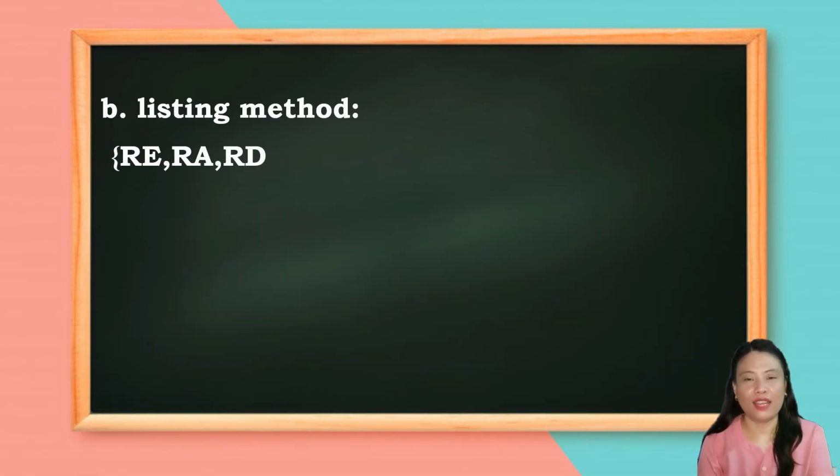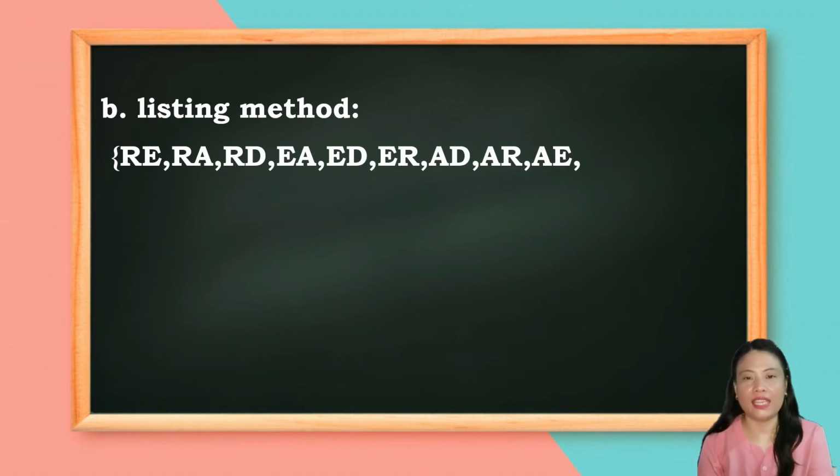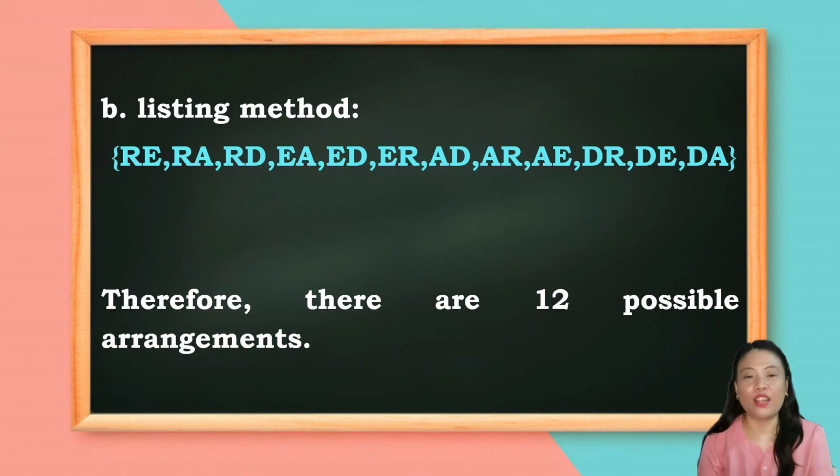Comparing with the listing method, listing all the possible arrangements, we will have RE, RA, RD, EA, ED, ER, AD, AR, AE, DR, DE, and DA. Can you count how many sets of elements do we have there? That's correct. There are 12 possible arrangements.